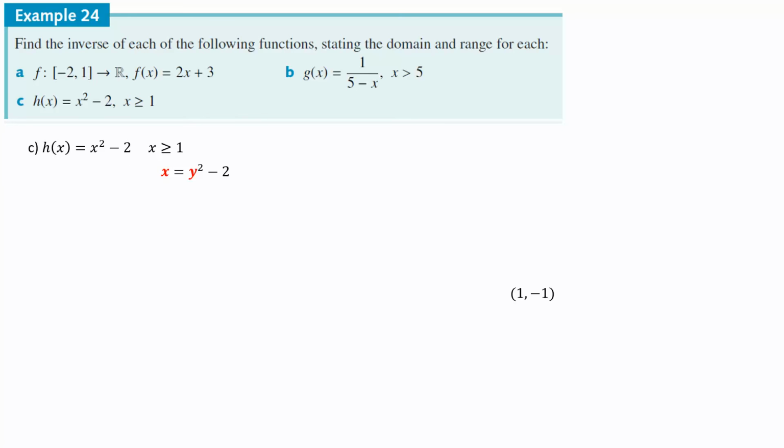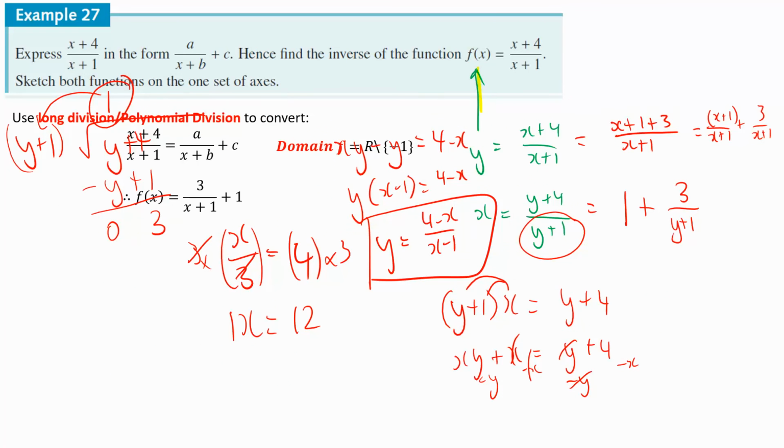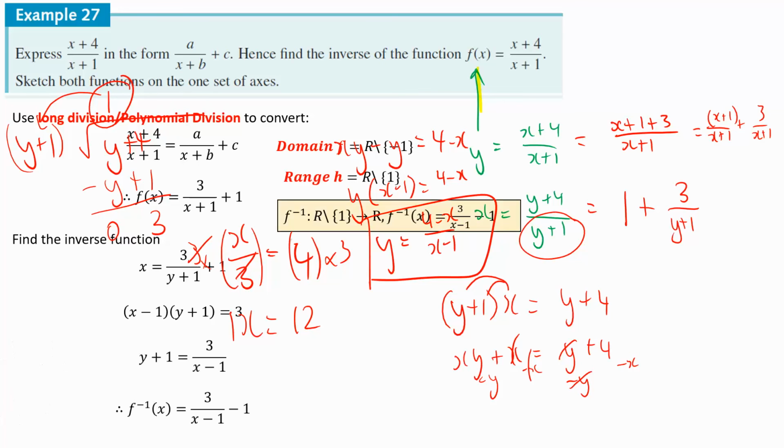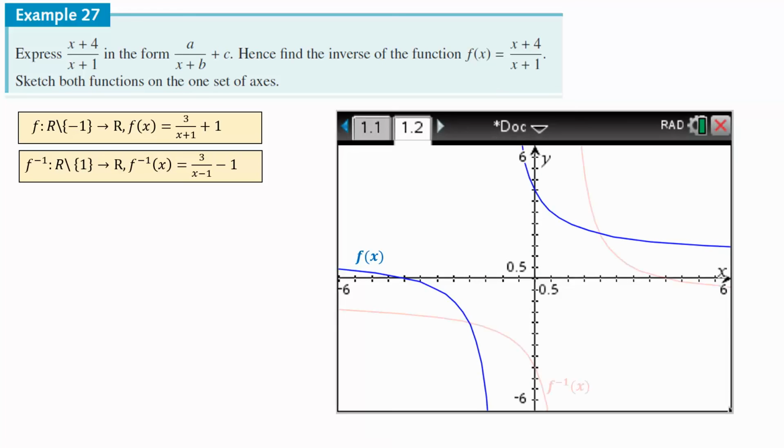I said the third property is the reflection in y equals x, and I said that was very important because in your exam, in that particular question, they also asked you to sketch both functions on the one set of axes. When you sketch these two, it's going to look like this. I'll show you in the next page. When you finally sketch them, this is what it looks like. You get 2 of them, one's a function and one's the inverse.